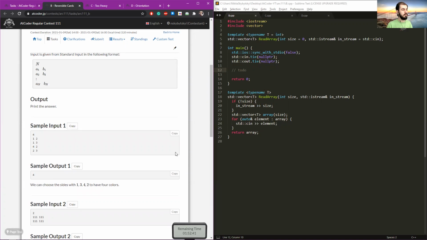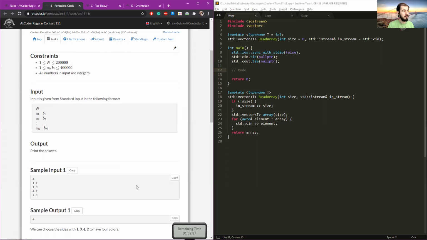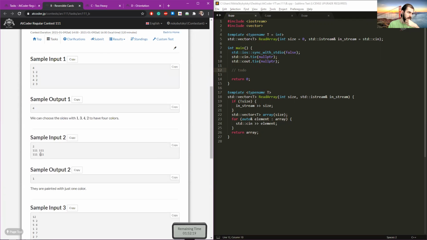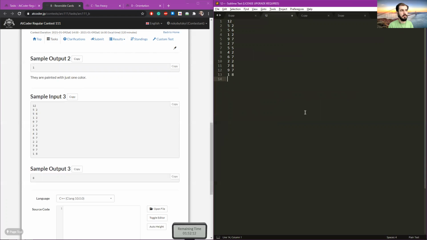Interesting. Okay, let's look at the example. So we want to select one from each pair, so that the total number of different selected integers is as high as possible. In this case, I believe we can reach like 1, 3, 4, 2. Okay.